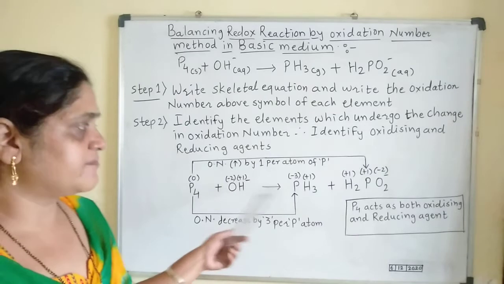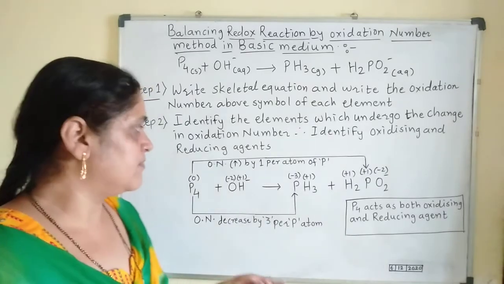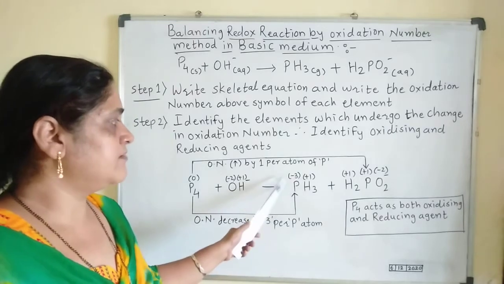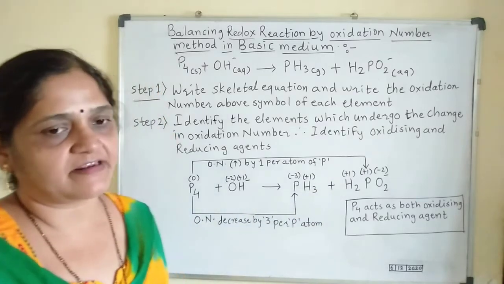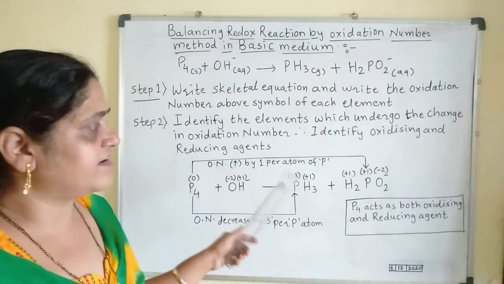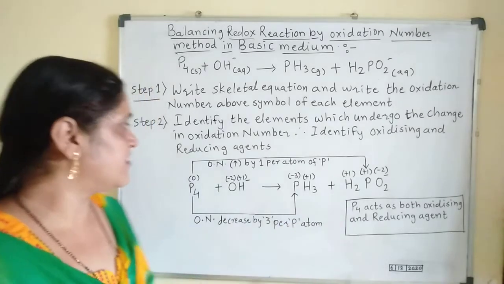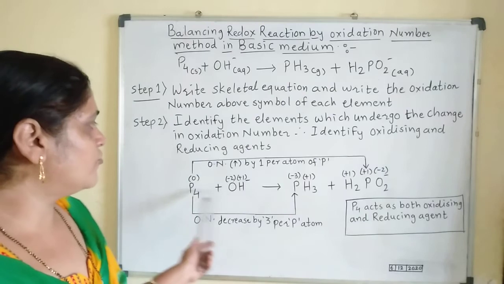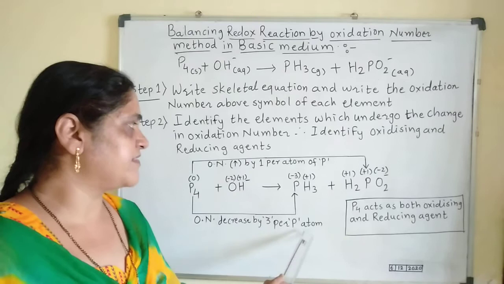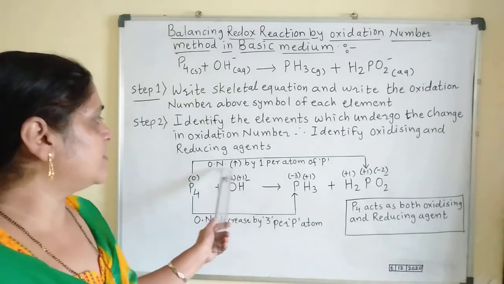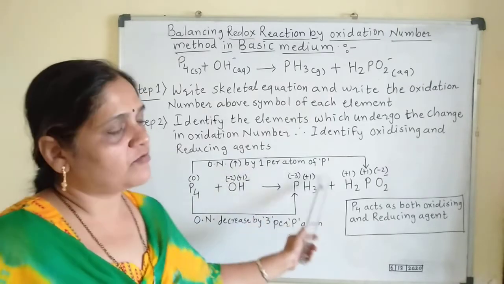This is one kind of disproportionation reaction where you are getting the same element in three different oxidation numbers. Now here in PH3 phosphorus shows -3 oxidation number and here +1 oxidation number. So phosphorus is the only one showing change in the oxidation number. It is showing increase and also decrease in oxidation number. From P4 to PH3 there is decrease by 3 in oxidation number per phosphorus atom. And here oxidation number increases from P4 to H2PO2 minus by 1 per atom of phosphorus.